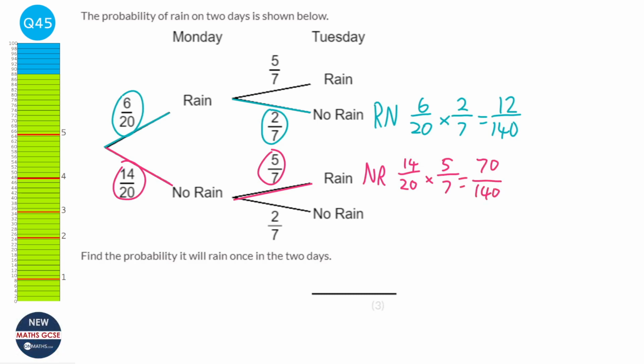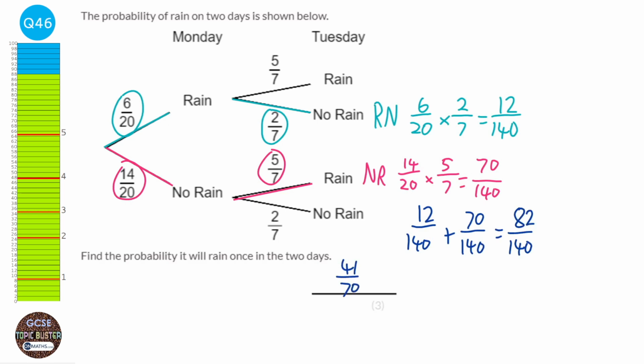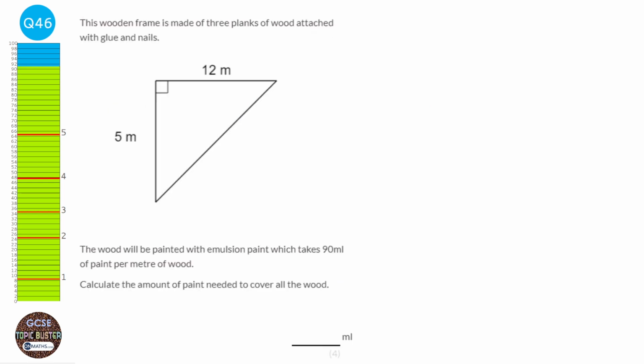Now we're looking for the probability it will rain and not rain, or not rain and rain. The word "or" in probability means add, so we're going to get that 12 over 140 and add it to the 70 over 140, and that will give us 82 over 140, and then we can cancel that down to 41 over 70.